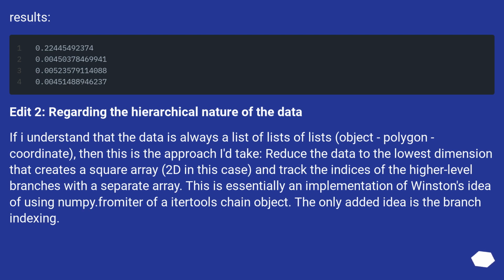Edit 2, regarding the hierarchical nature of the data. If I understand that the data is always a list of lists, object, polygon, coordinate, then this is the approach I take: reduce the data to the lowest dimension that creates a square array, 2D in this case, and track the indices of the higher level branches with a separate array. This is essentially an implementation of Winston's idea of using numpy.fromiter of an itertools chain object. The only added idea is the branch indexing.